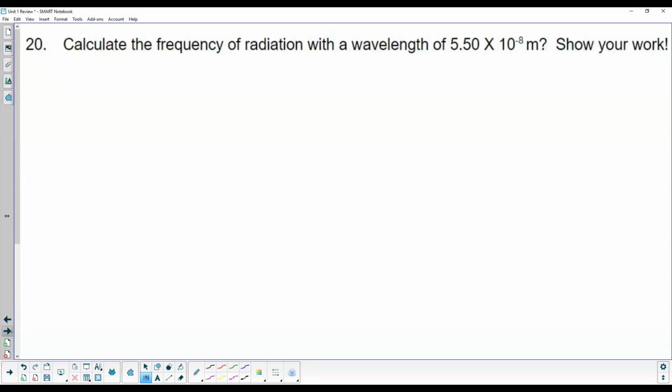Okay, so here we're calculating the frequency of radiation with a wavelength of 5.5 times 10 to the negative 8th meters. Well, we need that formula, c equals lambda nu. Hopefully you know how to use your scientific calculator. The thing you have to realize is that c is always the same number, 3.0 times 10 to the 8th meters per second. c is the speed of light in a vacuum. So we just plug in what we know and solve for what we don't. So c is 3.0 times 10 to the 8th meters per second.